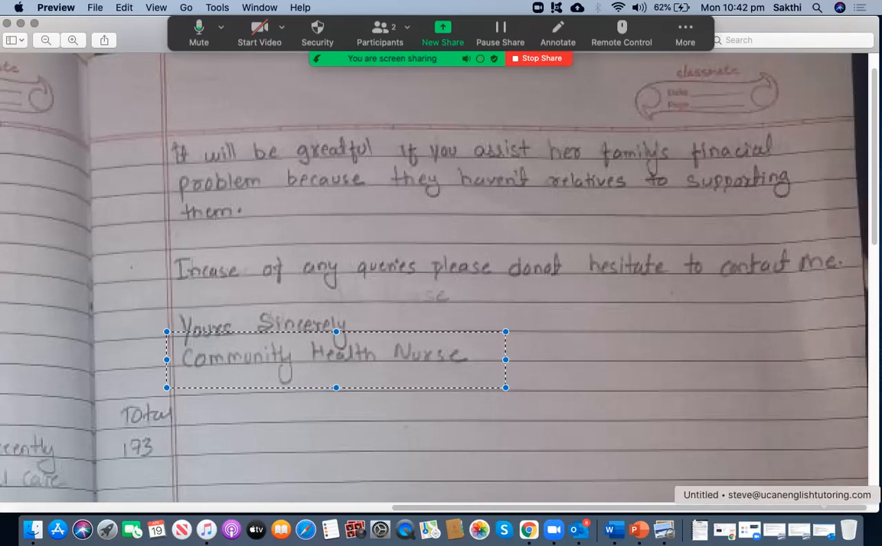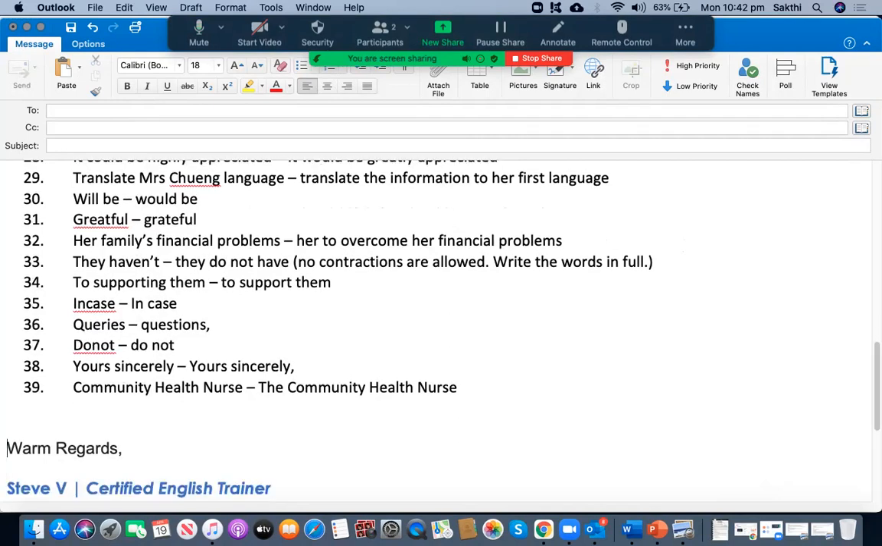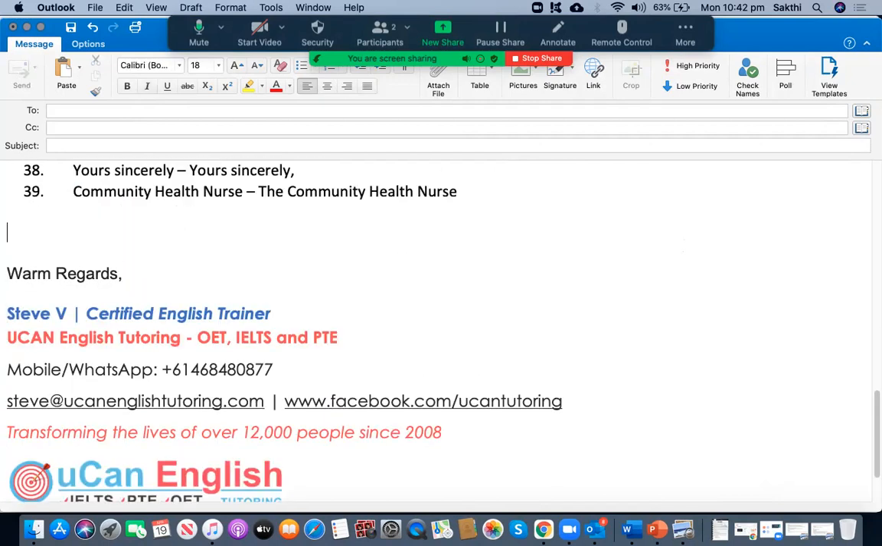Community health nurse. Okay, let's go through this. Community health nurse. You could have written the community health nurse. Okay, that's it. So you have committed an error. Yes, you can. You have to write on the article. Yes.